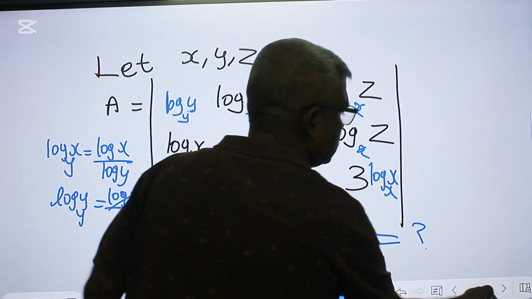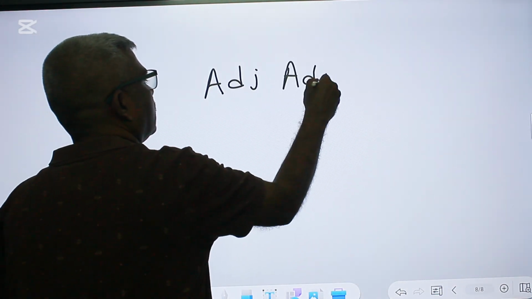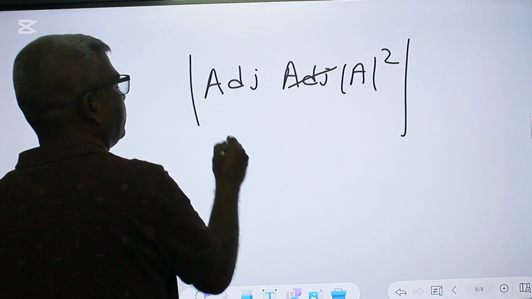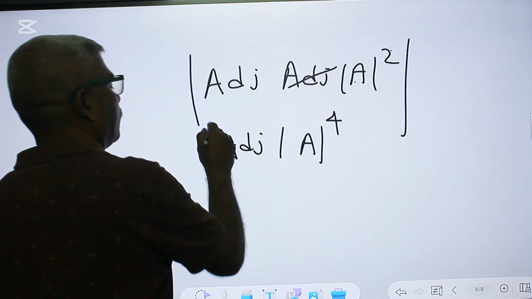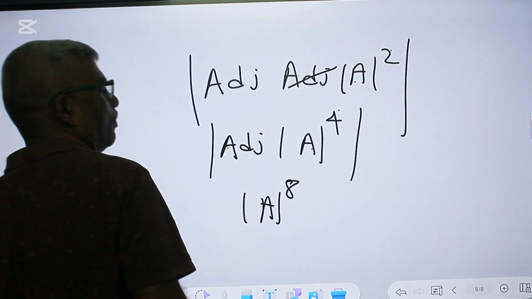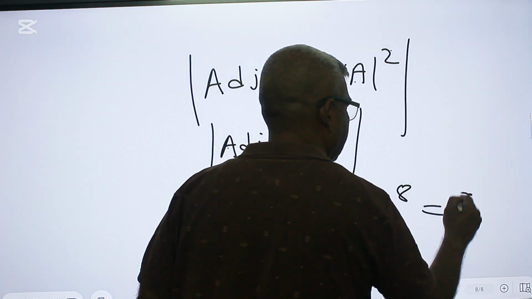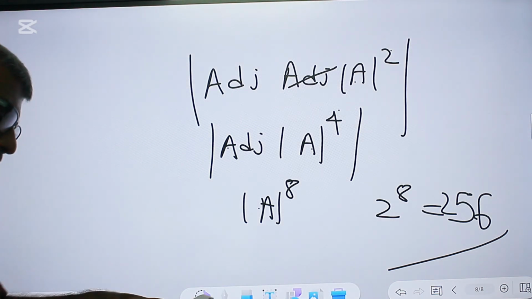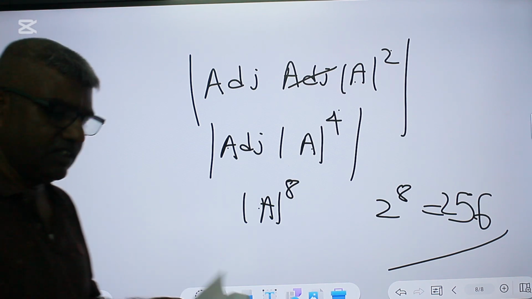Adjoint here, when you take out, okay, this step I will write it. Adjoint A square. This adjoint if you take out, it will become A power 4. This square is 4. Then this adjoint if you take out, A power 8. 4 squared is 8. So A power 8 is 2 power 8. 2 power 8 is 256. Or we can finish with 2 power 8. Copy down.